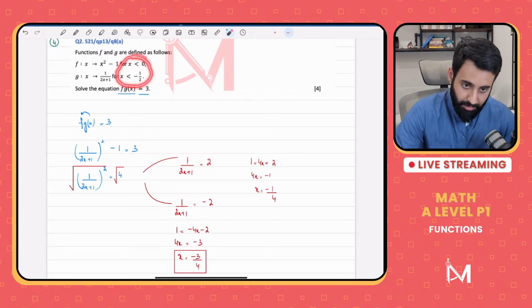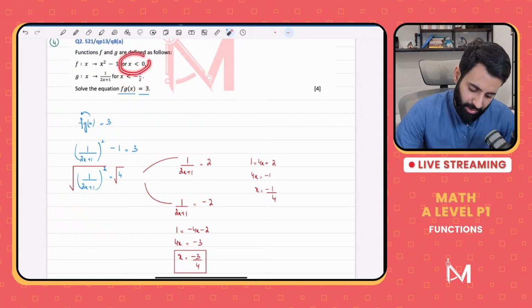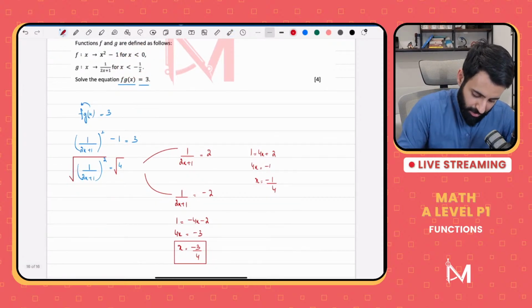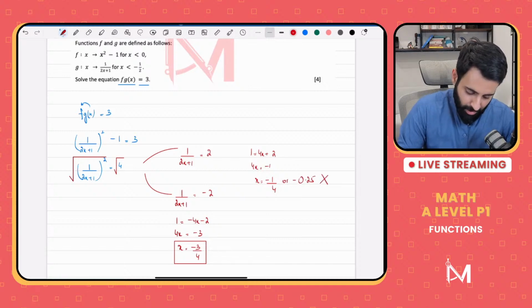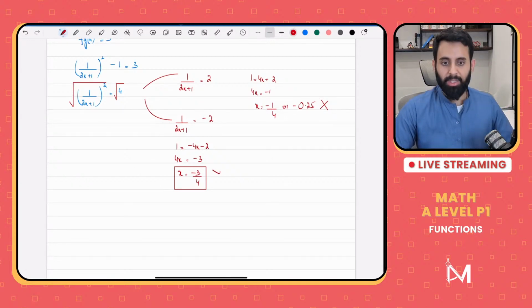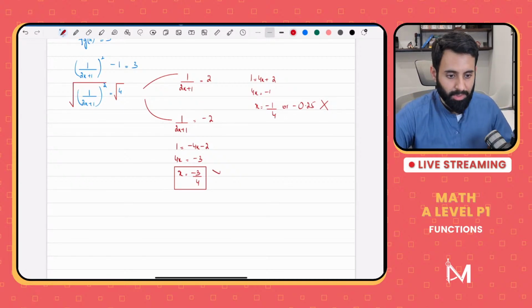Okay, you're going to take a value of x which is common to both the domains. One is less than 0 and the other is less than minus 1 upon 2. So which is less than 0 and also less than minus 1 upon 2? Just so you know, this is minus 0.25. This is less than 0, but this is not less than minus 1 upon 2. However, this is less than 0 and it's also less than minus 1 upon 2. So this is the solution that we will take.